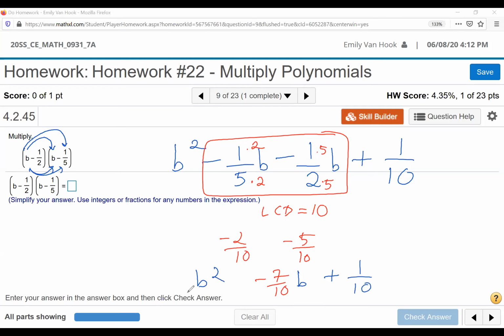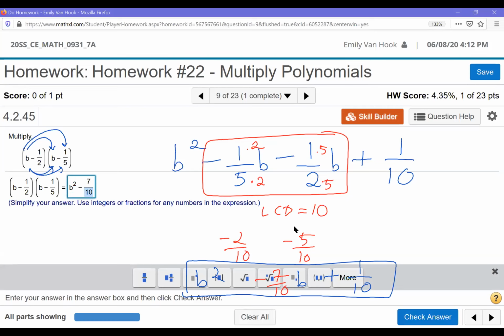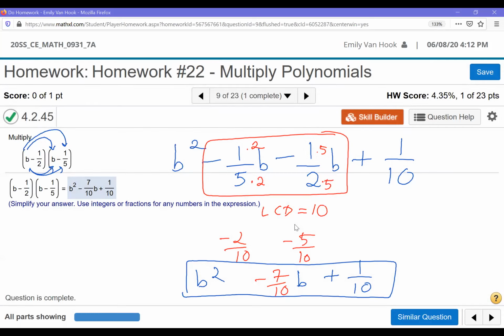So that's all. I just wanted to show you that one. You should already know how to add fractions with common denominators, but inevitably I always get questions on this problem, so I wanted to get out in front of that. If you're still stuck, you can still ask me about this one. That's okay. All right, so b squared, let's see, minus 7/10 b plus 1/10. All right, good. Let's see.